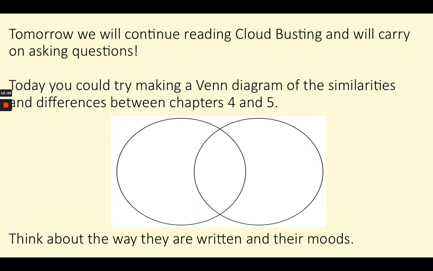My challenge for you today is to create a Venn diagram. Remember, a Venn diagram has 2 circles that connect in the middle, just like the one on your screen. I want you to make a Venn diagram about Chapter 4 and Chapter 5. I want you to think about the writing. How are they written? What did you notice about the stanzas, the vocabulary, the words chosen? What did you notice about the mood or the purpose of each chapter?